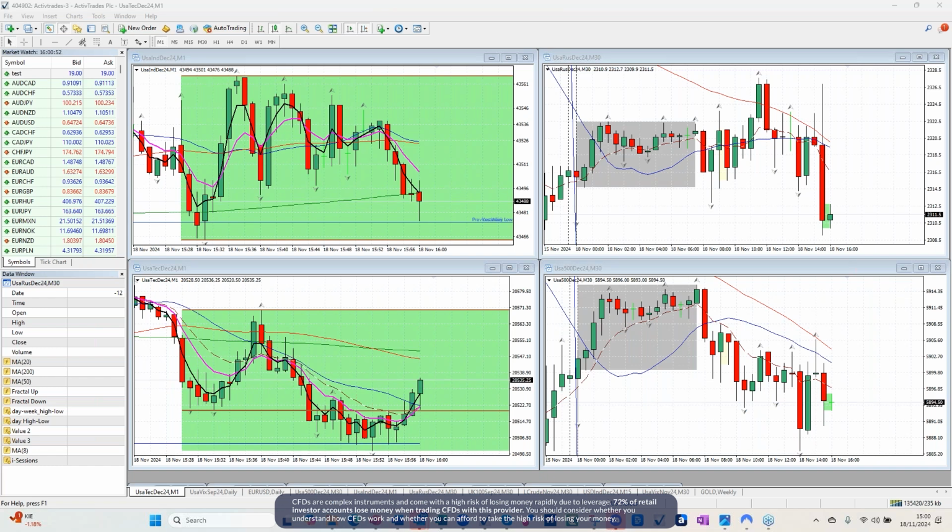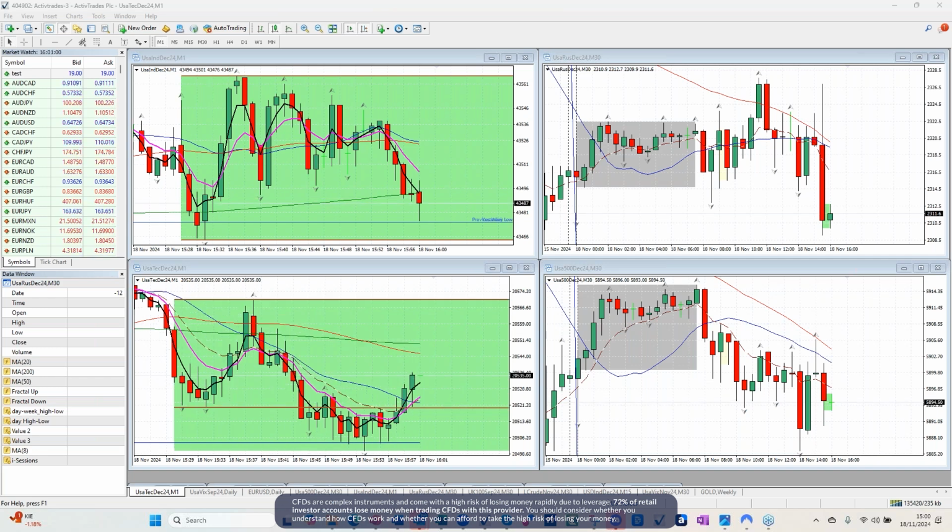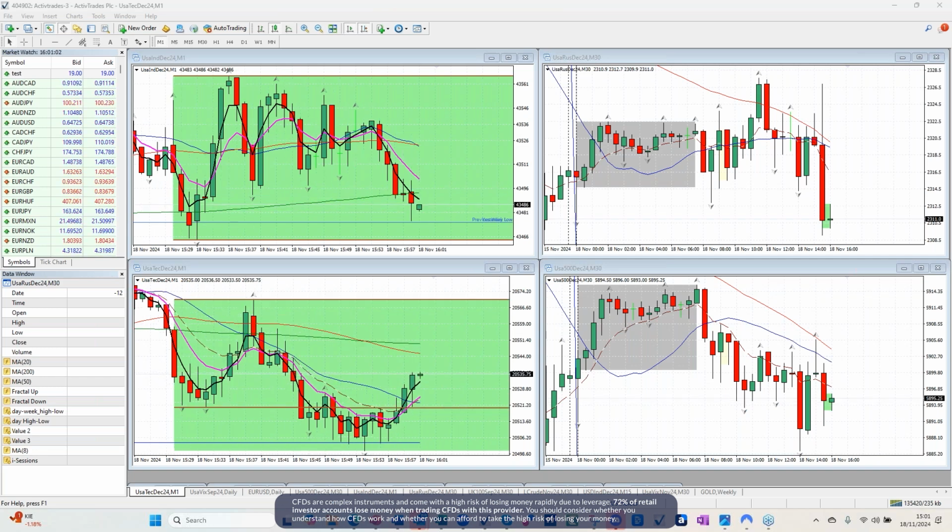So be sure to go away and have a little look, do the exercises, okay? Just pick a couple of your favorite instruments and see how they play out around previous days' highs and lows.